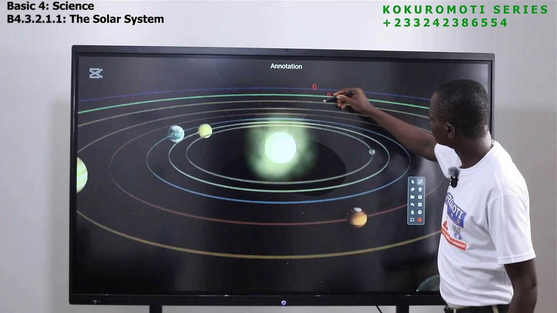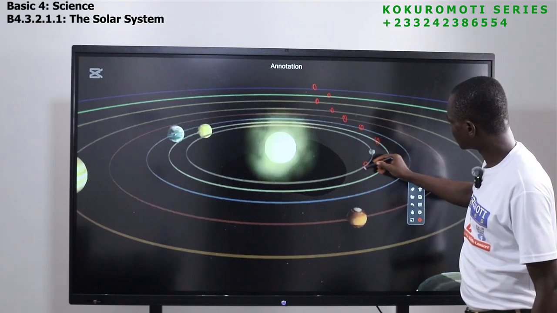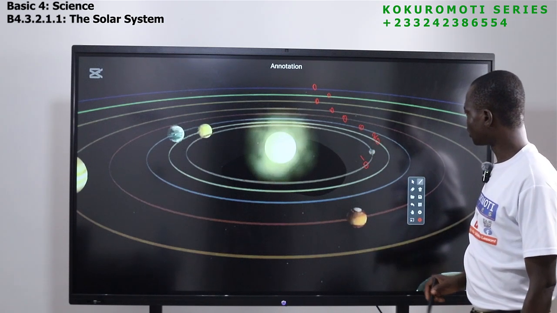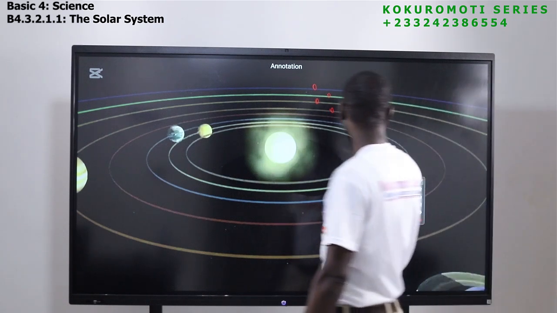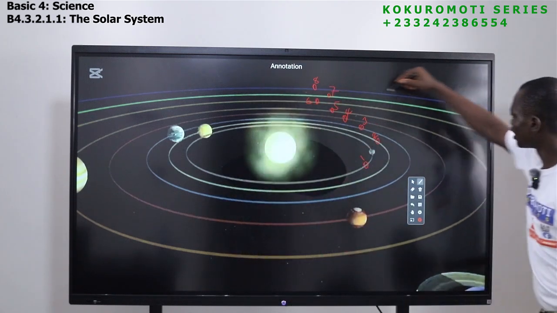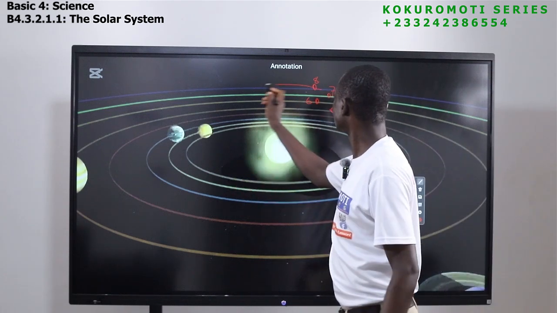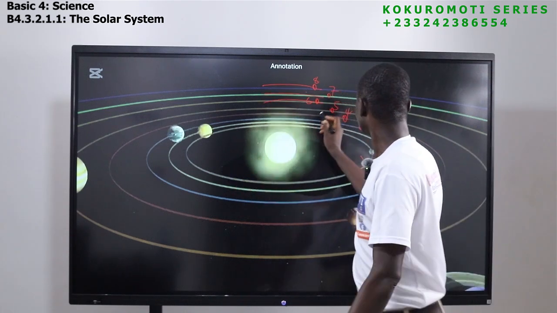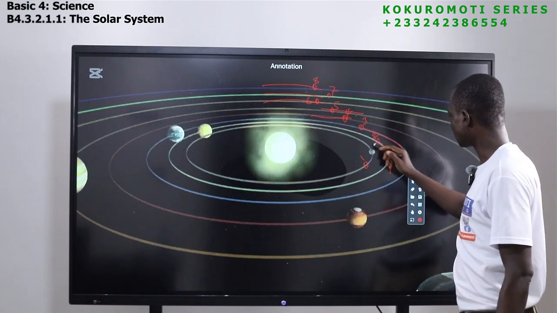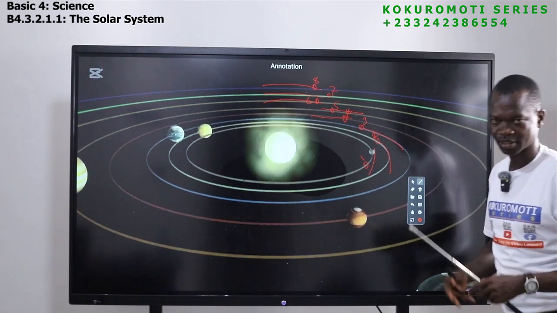1, 2, 3, 4, 5, 6, 7, 8. So this is for Mercury, 1. 2 is for Venus. 3 is for Earth. 4, 5, 6, 7, 8. So you see them, they are what? The orbits. This is an orbit. Orbit, orbit, orbit. So how many orbits do we have? We have 8 orbits, and each planet has its own orbit.